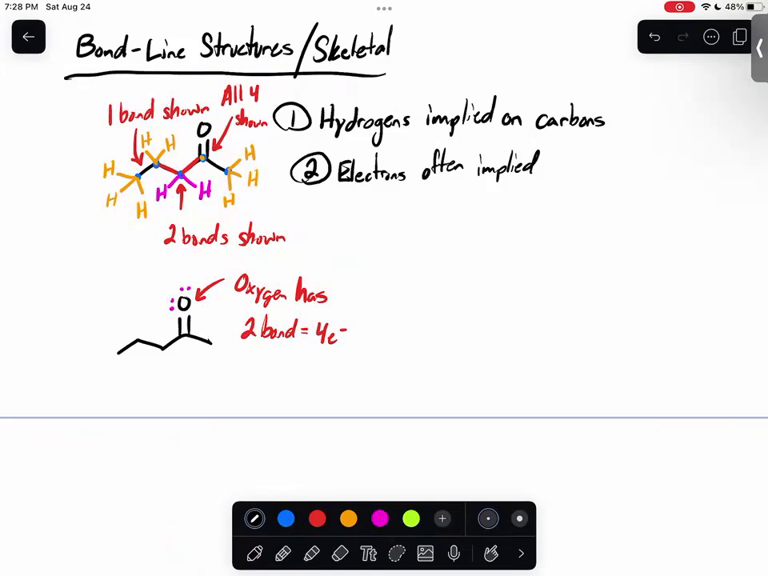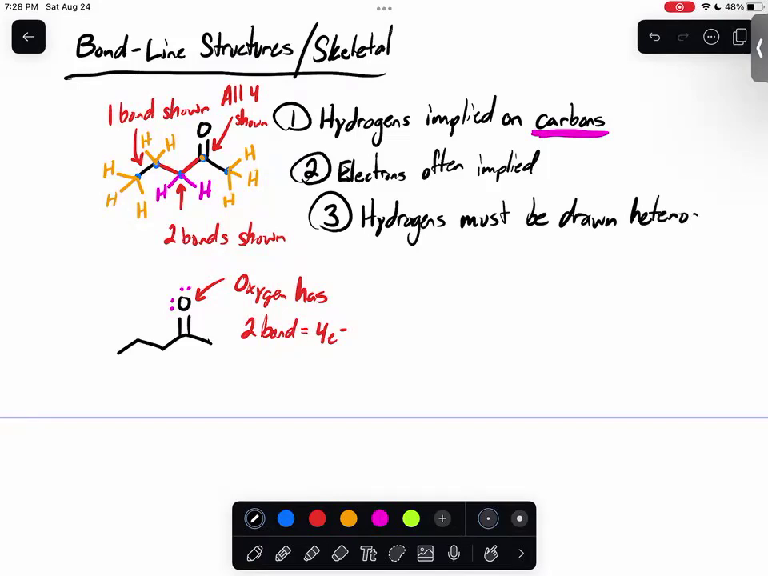But there's a third little thing, which is, notice how in our first rule we did specifically state carbons, right? That is because it's not true of everything. As a matter of fact, hydrogens must be drawn on heteroatoms. So essentially what this means is if you have an atom that is not a carbon and it is bound to a hydrogen, you have to show it.